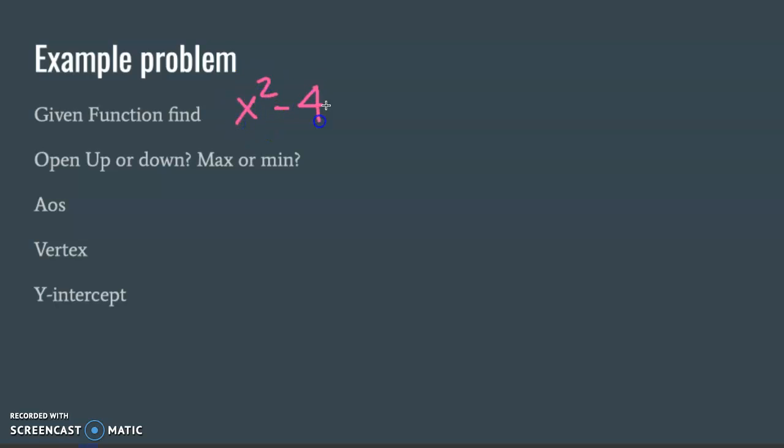x squared minus 4x minus 3. Oops, sorry, plus 4x minus 3. Okay, so we need, first of all, to figure out if this opens up or down. Based on that a term, I'm going to say opens up. If it opens up, that means it has a minimum. Let's find that axis of symmetry.